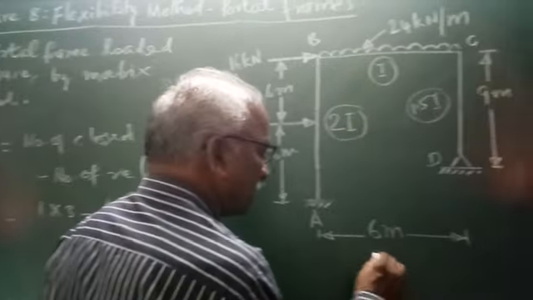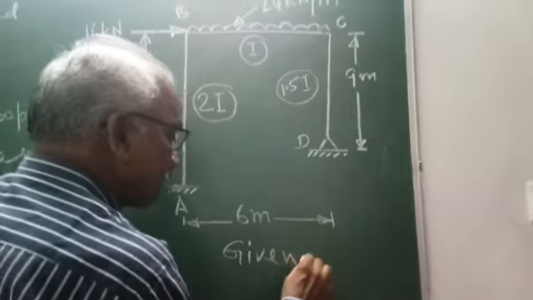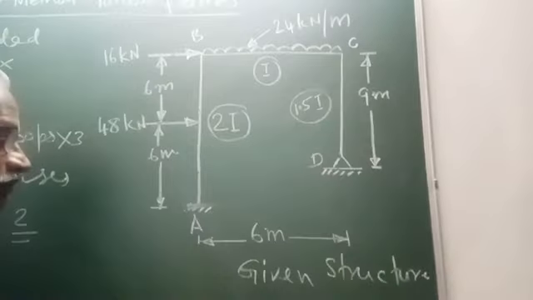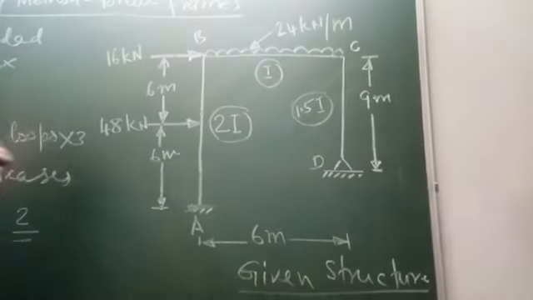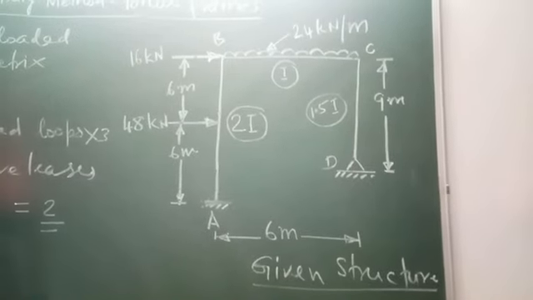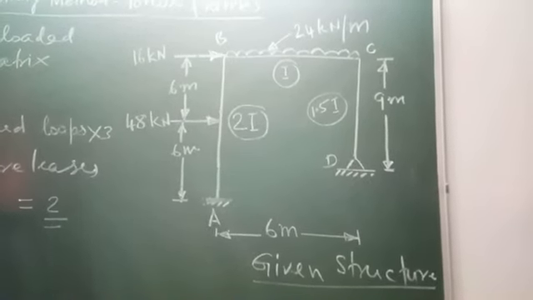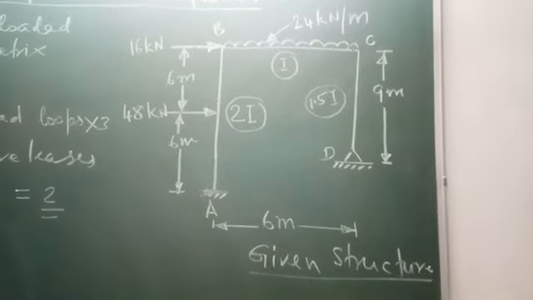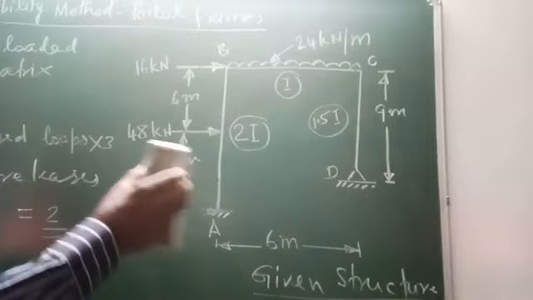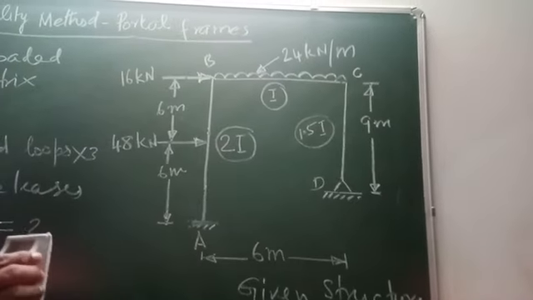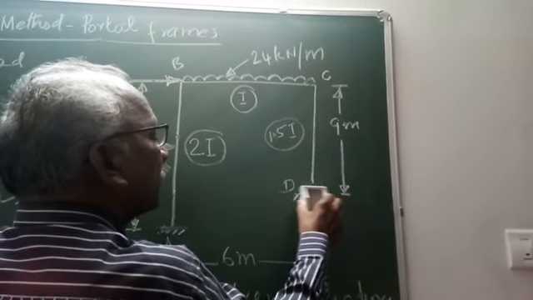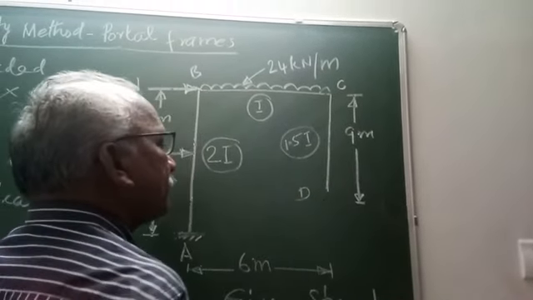So this is the given structure. What we have to do is first find out the degree of static indeterminacy, then convert it into a statically determinate structure, that is, convert it into a primary structure. The given structure we can do in a number of ways. What we are going to do is, let us release the support D.